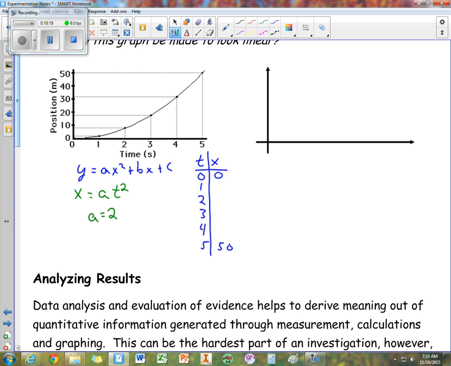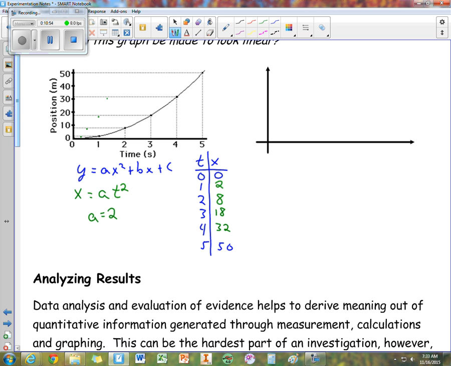So when I start plugging 2 in for a, 1 squared is 1, times 2 gives me 2. And then 2 squared is 4, 4 times 2 is 8. And then 3 squared is 9, 9 times 2 is 18. 4 squared is 16, 16 times 2 is 32. And yeah, it looks like that data fits nicely with what we see for these values here, here, here. So that looks nice.